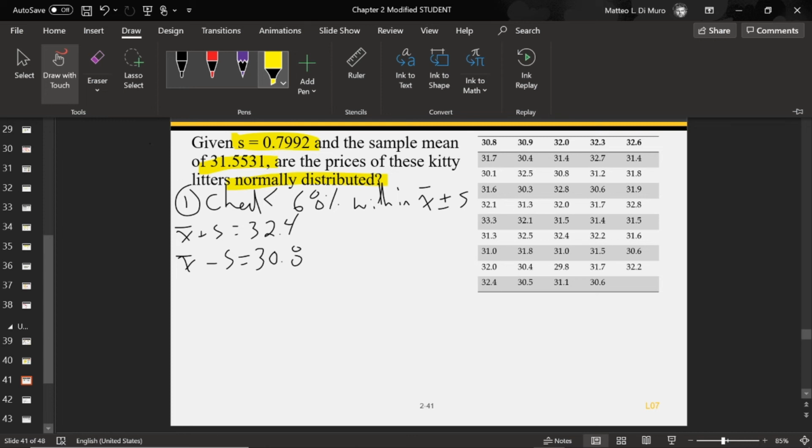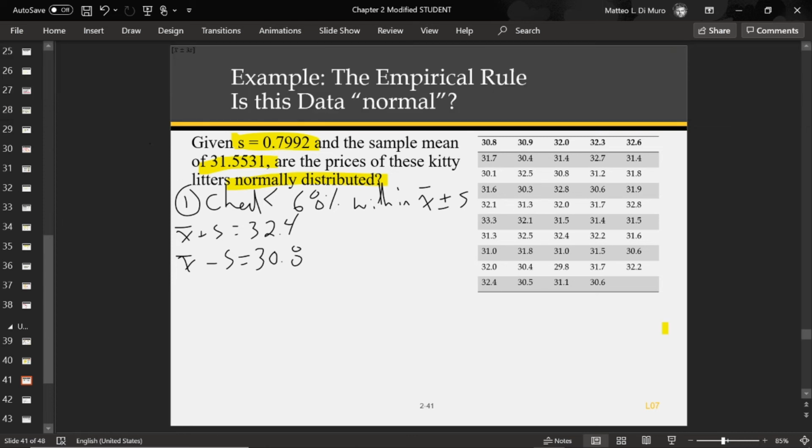Now here's the tedious bit. You've got to go and actually count, and I recommend crossing them off or highlighting them, how many data fall within that range. So 30.8 to 32.4 inclusive, how many pieces of data fall in that range? Well, I recommend you pause and you count it up yourself. Okay. I will highlight if you wish to stay with me.